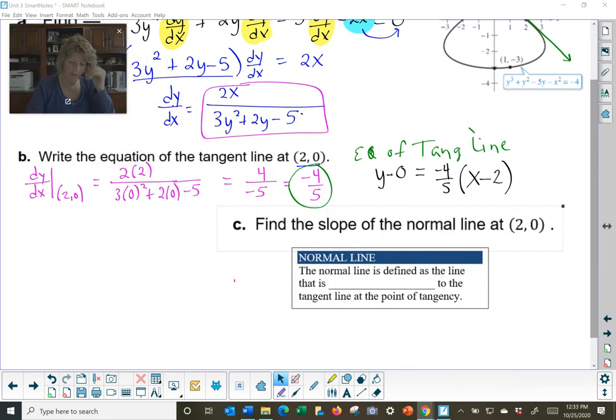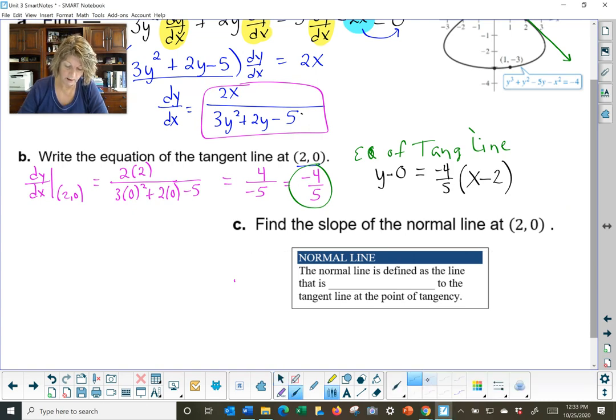You have a little box that says the normal line is defined as the line that is blank to the tangent line at the point of tangency. It's a lot of words there. Reread it. The normal line is defined as the line that is perpendicular to the tangent line at the point of tangency.